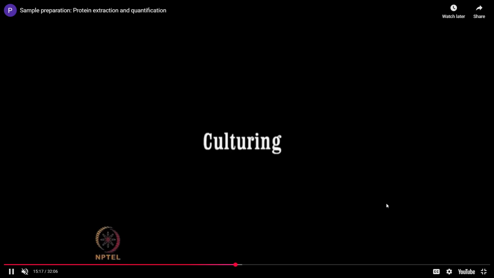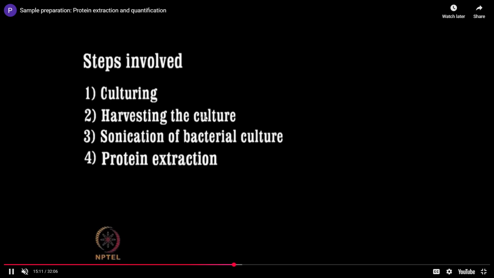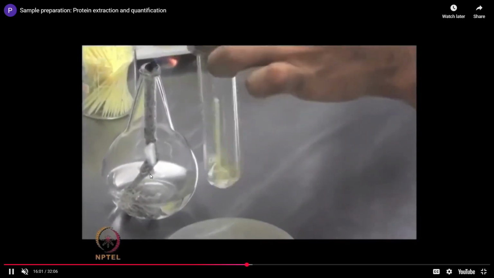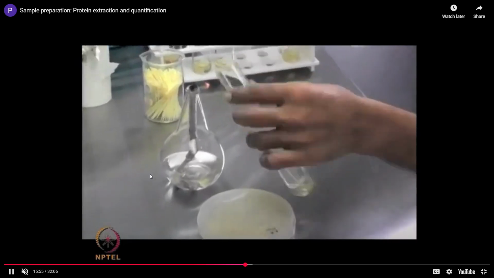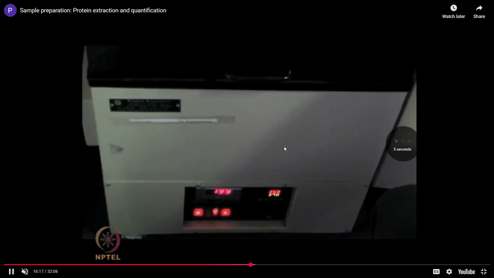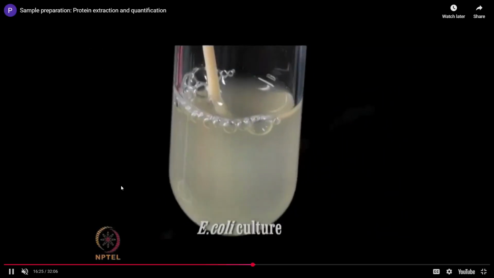You need to harvest the cells, sonicate them and extract the proteins. So you need to inoculate the strains like this. There is bacteria inside the plate, and from the plate it is taken into the LB medium. Then you will inoculate and incubate at 37 degrees overnight, and that's how the culture will grow.